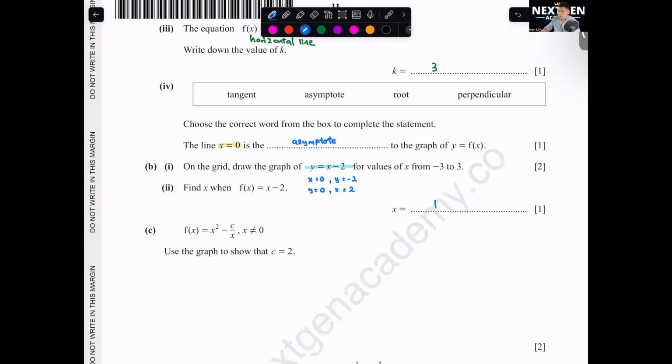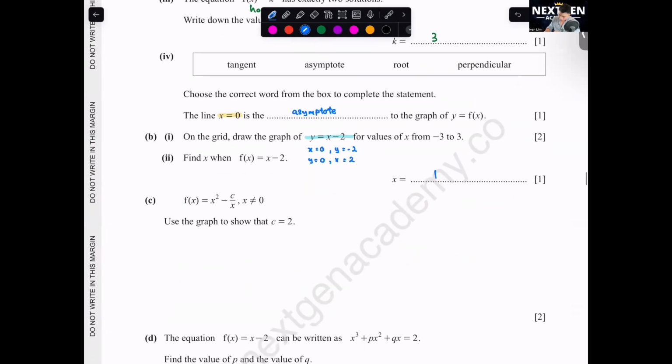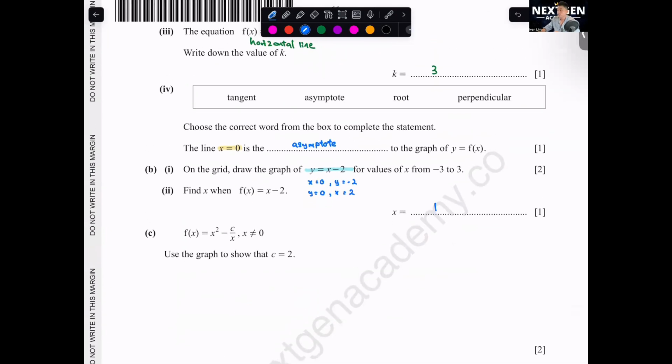Okay, question C, they say f(x) equals x squared minus c over x. Use the graph to show that c equals 2. So now they are saying that the graph is represented by this equation. Okay, to find c equals 2, you need to find some sort of x and y value. What x and y? You just choose any x or y value. Okay, so you just look into the graph.